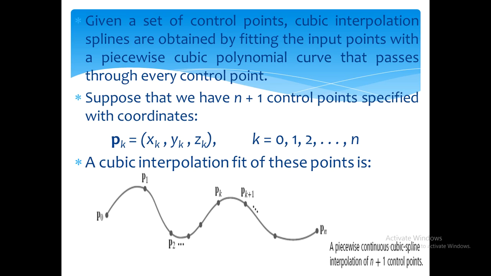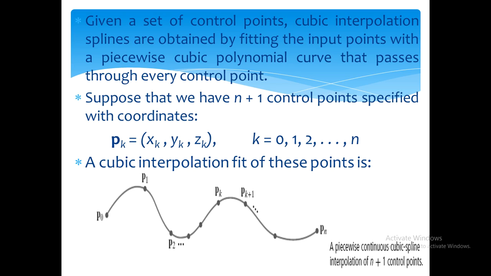Among that, first we will discuss cubic splines. Cubic interpolation splines are obtained by fitting the input points with a piecewise cubic polynomial curve that passes through every control point. Here, how we are drawing a cubic spline curve means you have been given a set of control points.